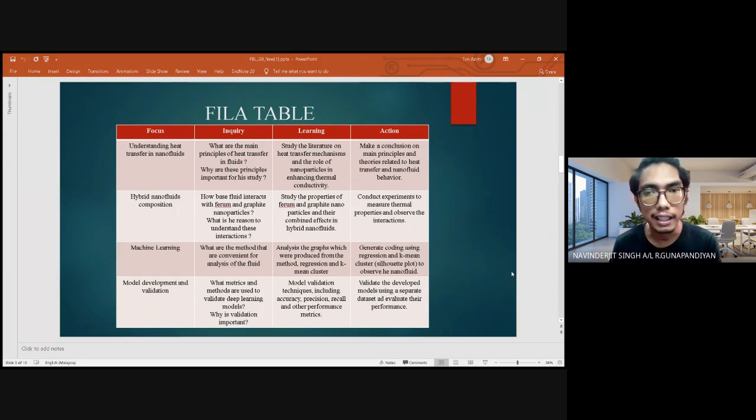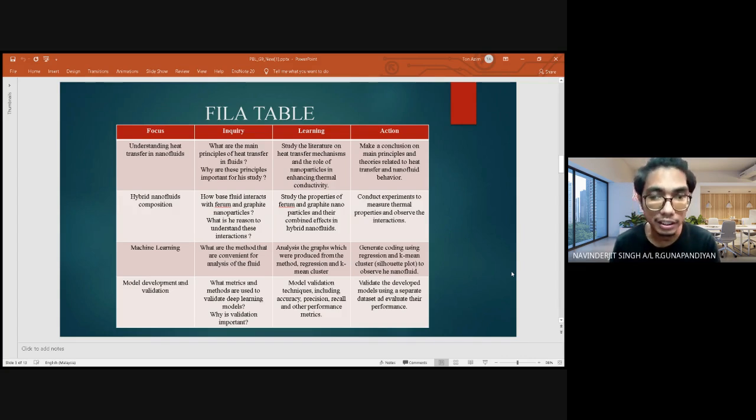So the first one is understanding heat transfer in nanofluids. That's the focus. The inquiry is, what are the main principles of heat transfer in fluids? And the learning is to study the literature on heat transfer mechanisms and the role of nanoparticles in enhancing thermal conductivity. And then the action is to make a conclusion or summary on the main principles and theories related to heat transfer and nanofluid behaviors. So I'll just skip the second one.